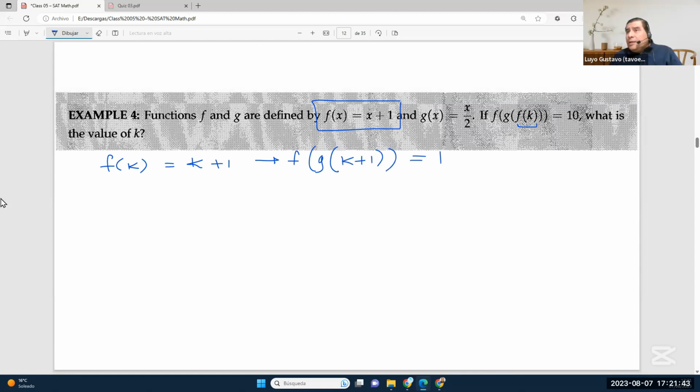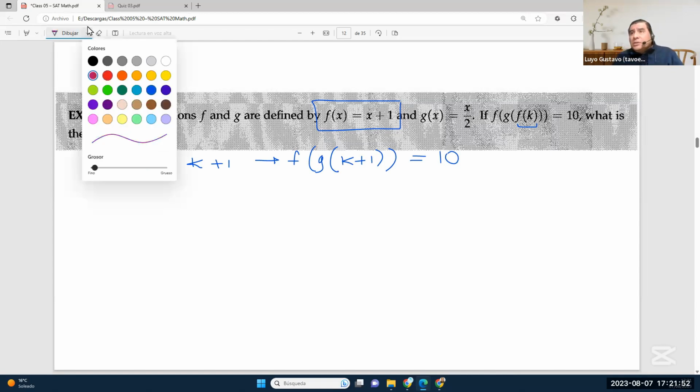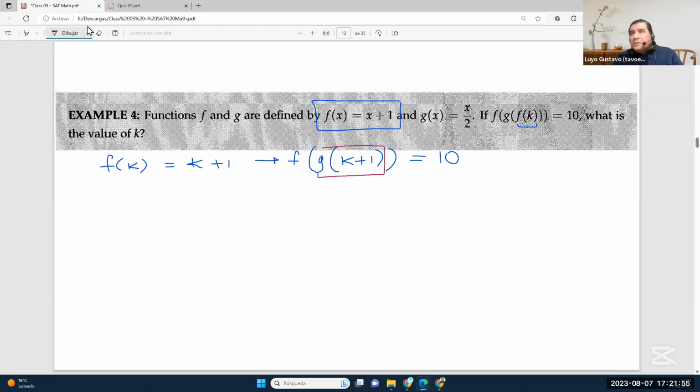And this will equal 10. So what about this one here? Let's change colors. This part. G of k plus 1. If we apply the definition on this particular input for the function g, let's remember the function machine, okay? Whatever the input is, just substitute where the placeholder variable appears. So what is the definition of g is this. This is the input. So whatever the input is, the output is the input divided by 2.